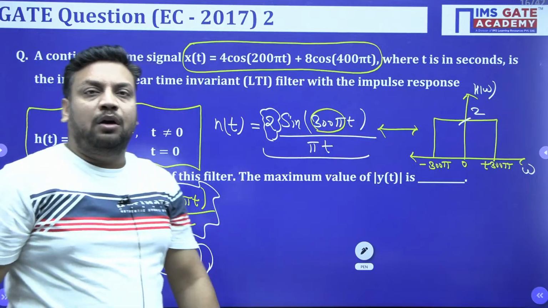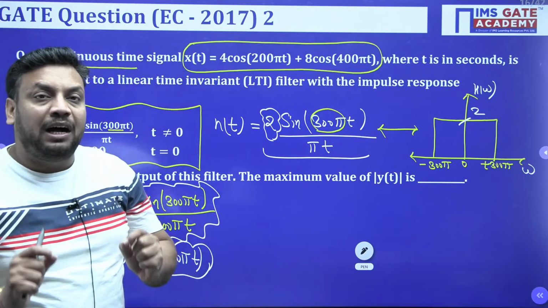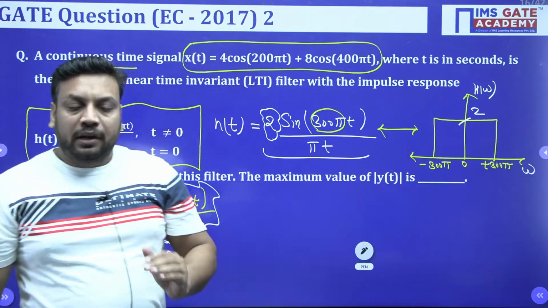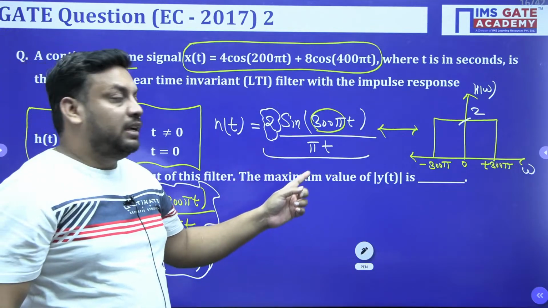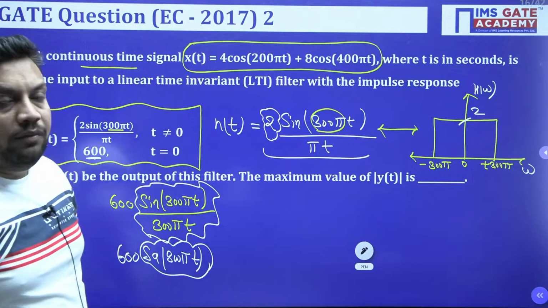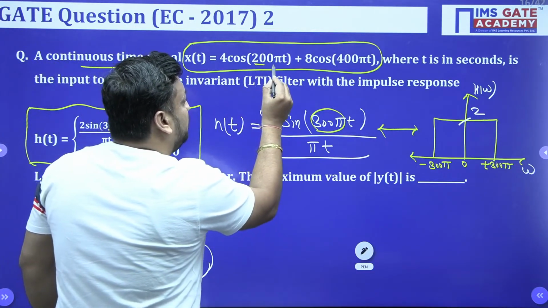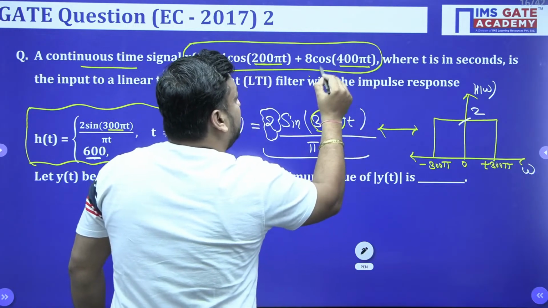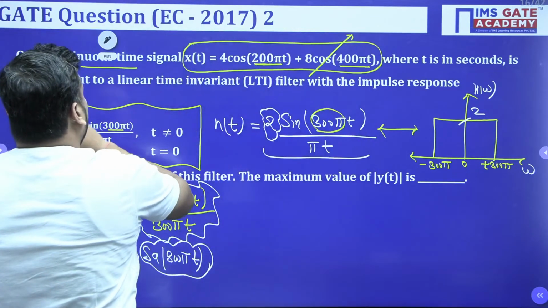So children, tell me, H omega will behave as a low pass filter. It will pass only frequencies from 0 to 300 pi. It means after 300 pi radian per second, the low pass filter will block the frequency components. Here I have two frequency components, one is 200 pi and one is 400 pi. So this component is going to be blocked. So what is the output finally, guys? What will be the output finally?